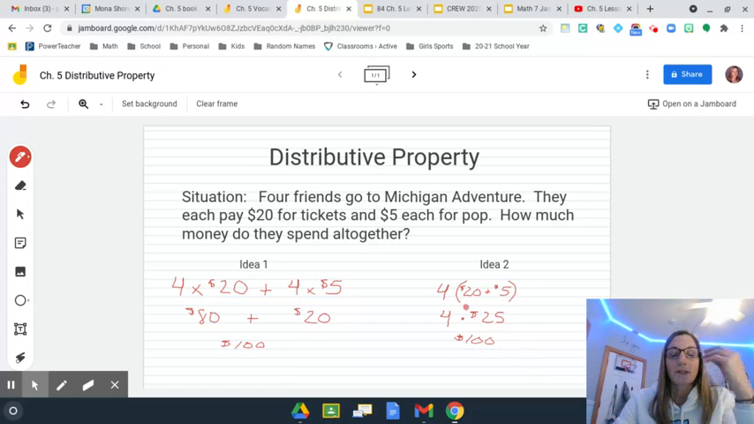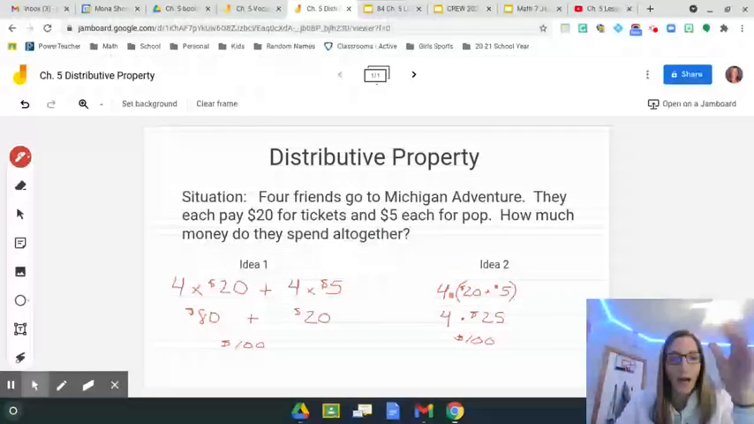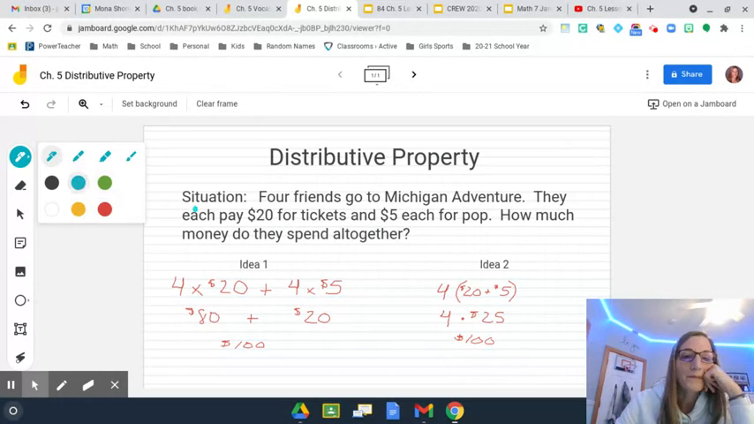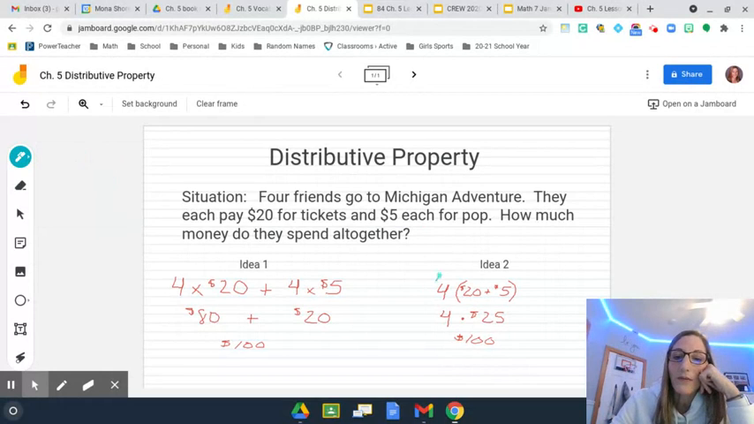So if you set it up as a distributive property problem, 4 is that number that is in common with the entire situation. That's why it goes on the outside. And so if we think about taking that 4 and distributing it, 4 times 20, hey, look at that, an idea number 1, 4 times 20, plus 4 times $5. Oh, 4 times $5 right here.